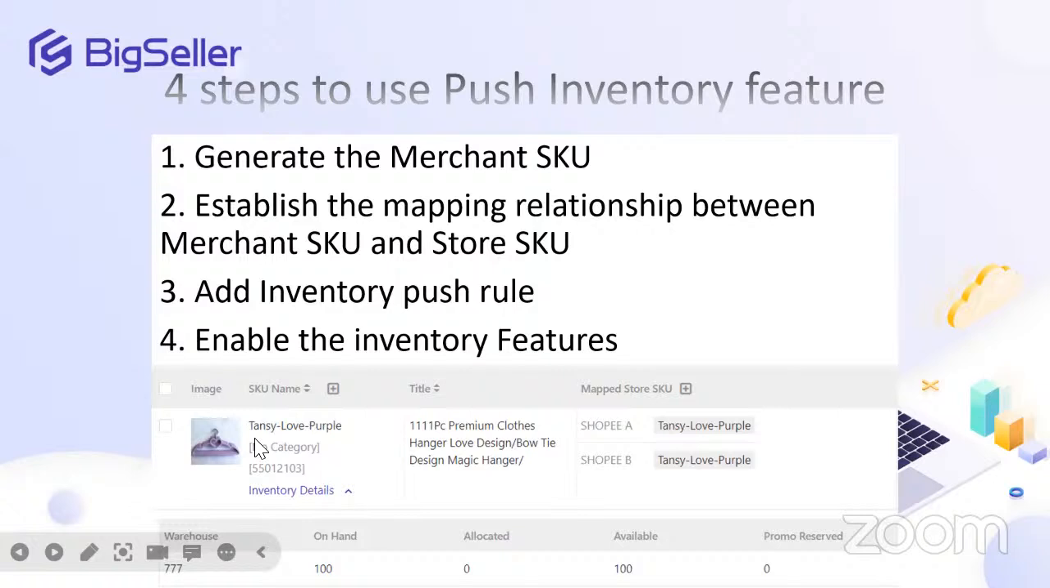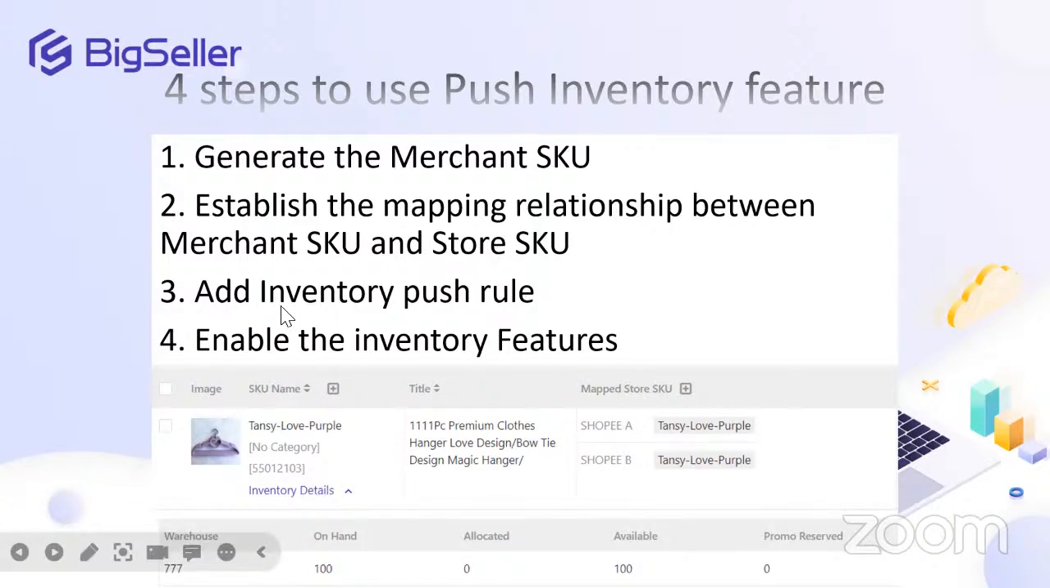So when the stock of your merchant SKU has any change, it will affect the stock of your store SKU, and will affect the stock of your online shops, like here, Shopee A and Shopee B. Like me here, the hanger, I have 100 on hand. If I change the stock to 50, then the stock of my Shopee A and Shopee B will be changed to 50 as well.